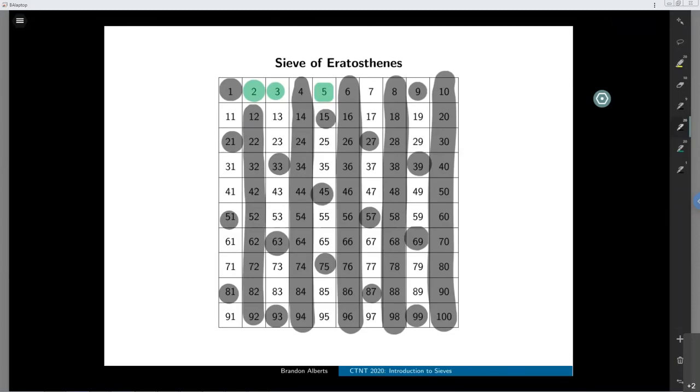Now we remove everything divisible by 5. Well, those are the things that end in 5 or 0. We already got rid of all the things ending in 0. So now I'm just getting rid of the things that end in 5.